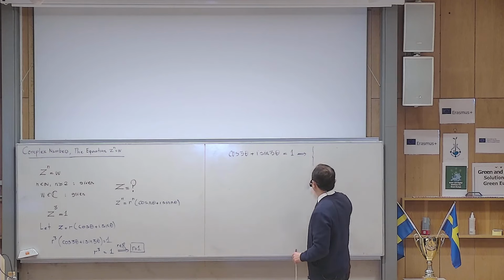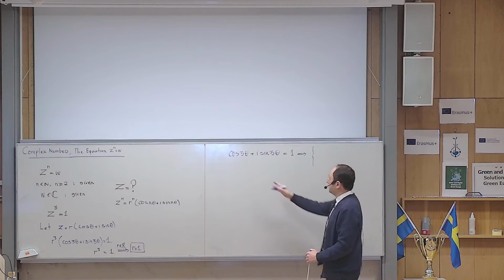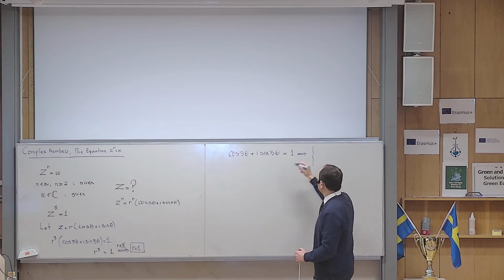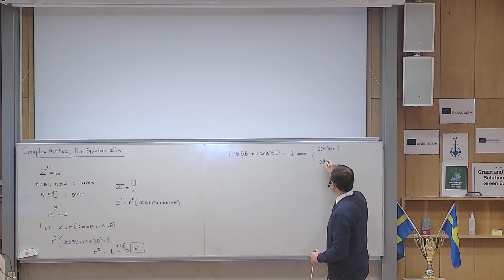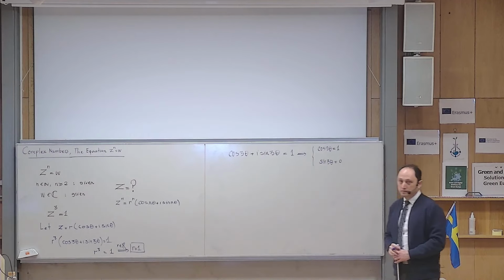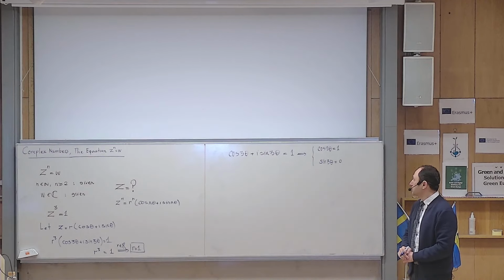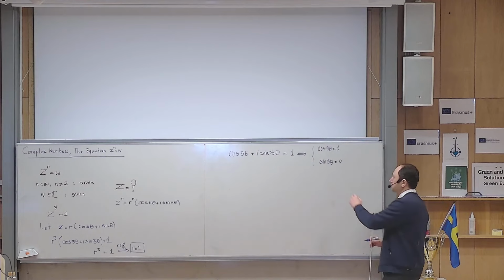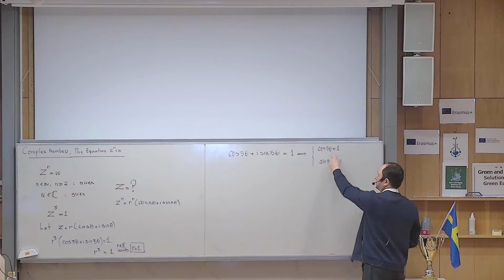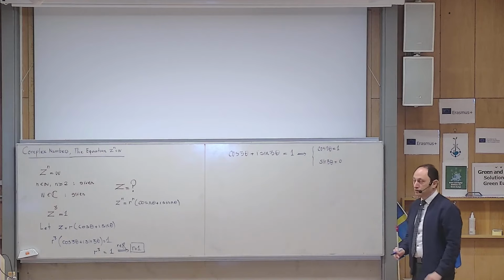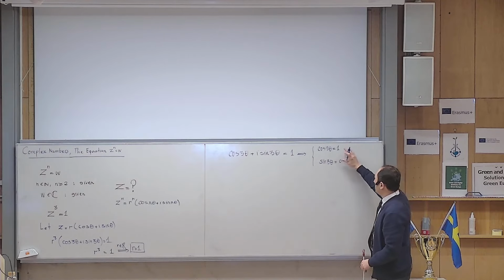I get a system. The real part should match with the real part, and the imaginary part should match with the imaginary part. Yes? But then I have to find a theta because it is a system, but not in two unknowns. The unknown is the same. So you have to somehow reconcile these two in a way that they are consistent.